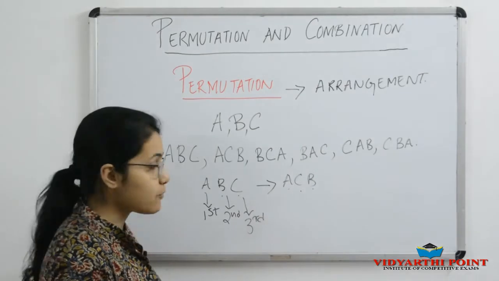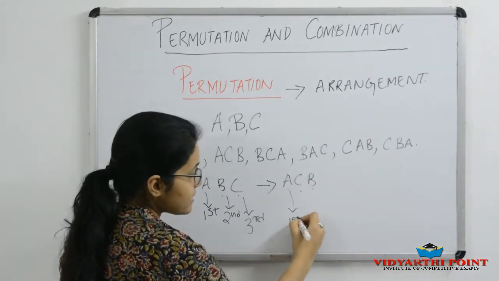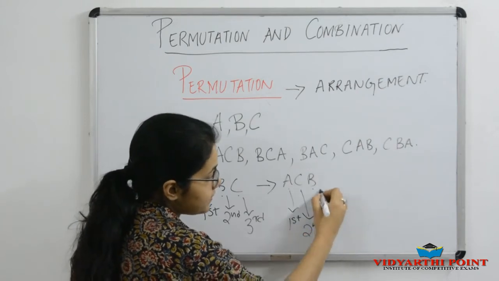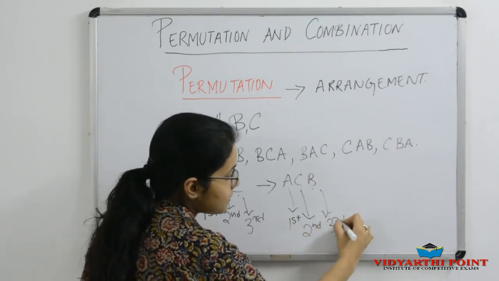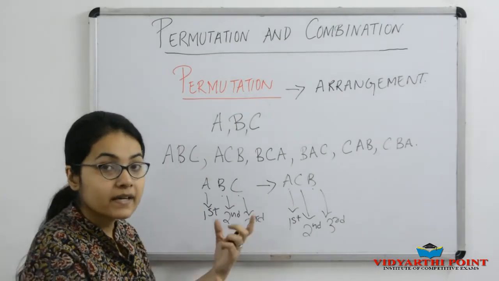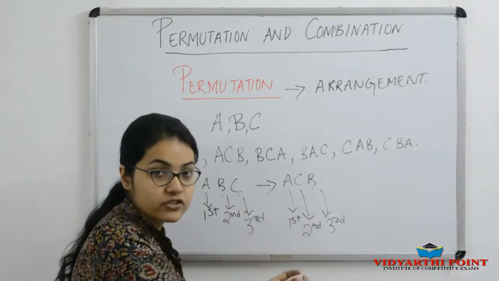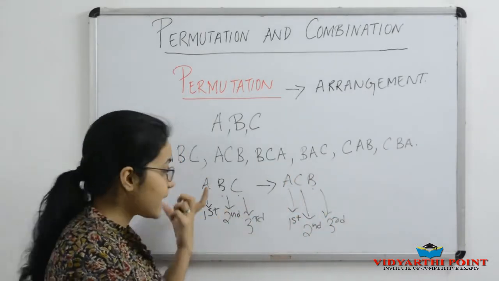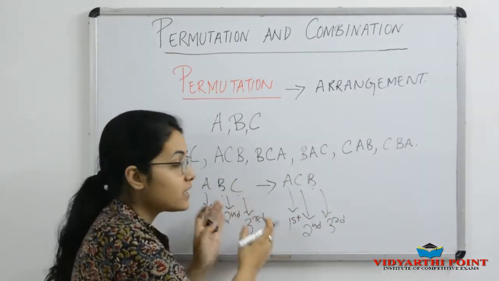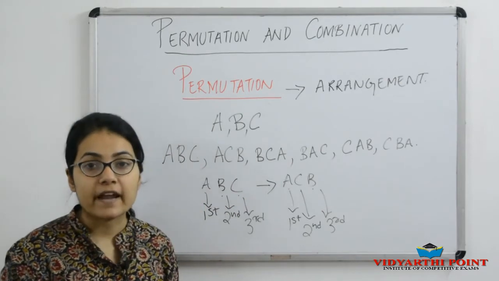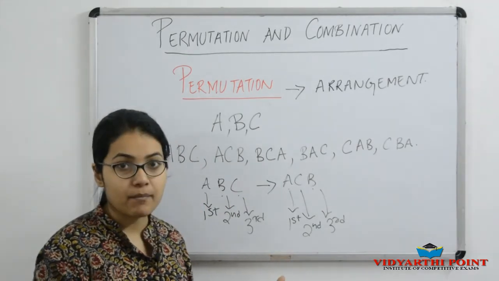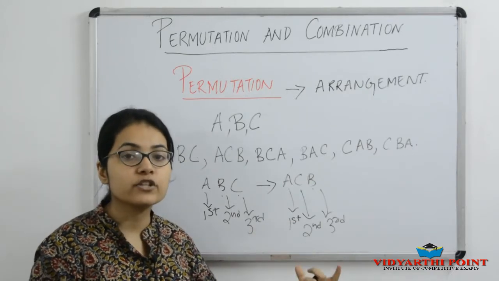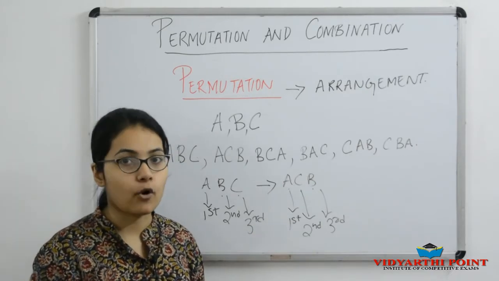Now look at this type of arrangement. Here A is in first position, C is in second, B is in third. So here the positions of the letters are changed, that is the order in which the letters are taken is changed. So here we are treating them as two different arrangements. This is what permutation is about. Permutation is an arrangement. Here the order in which you are arranging the things is also important.